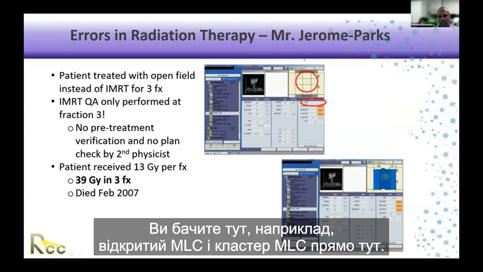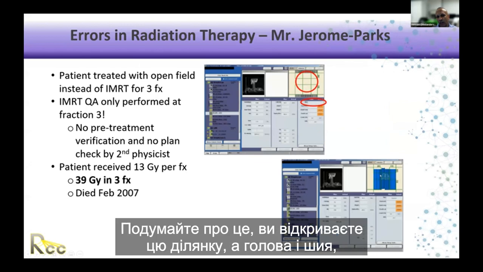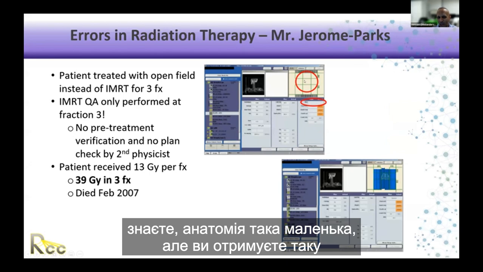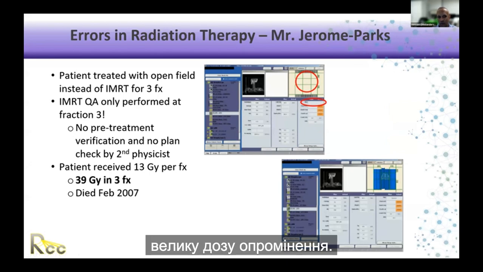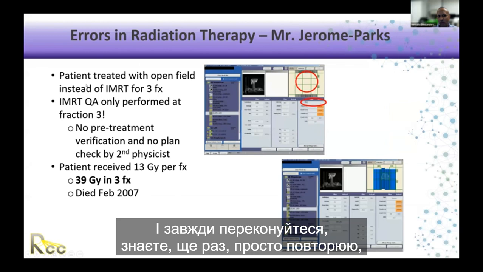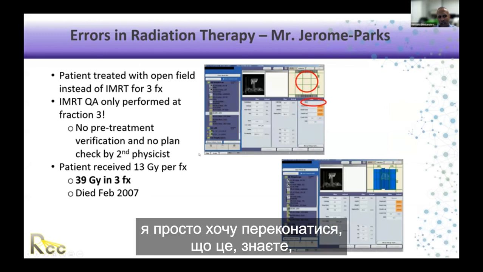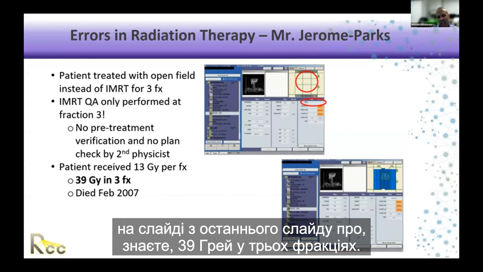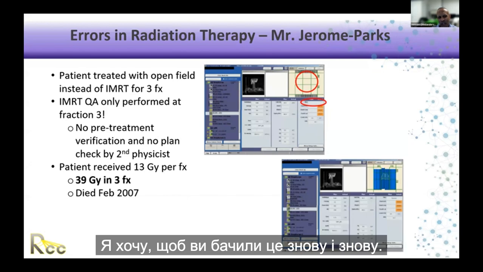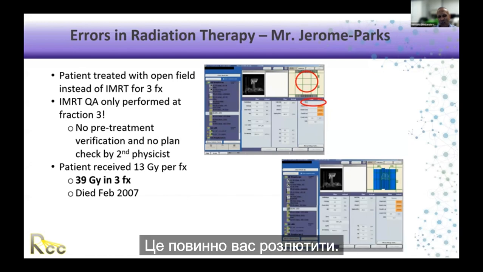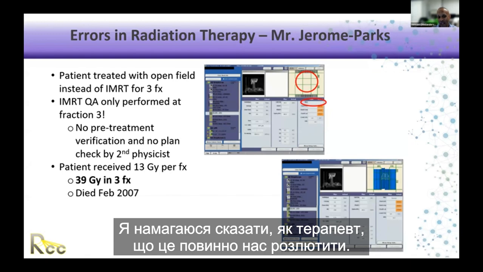And you see here, for example, open MLC, and the MLC claws right here. So think about it: you open that, and in the head and neck, the anatomy is so small, but you get that much dose. Again, just repeating, I want you to look at that slide about 39 gray in 3 fractions again and again. So it should make you mad. As I'm trying to say, as a therapist, it should make us mad.